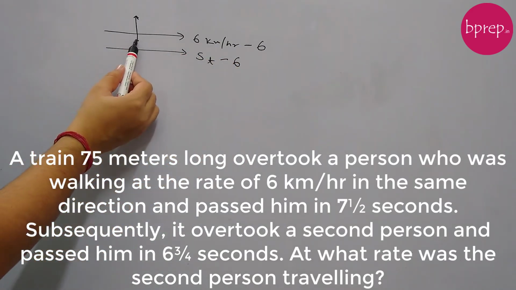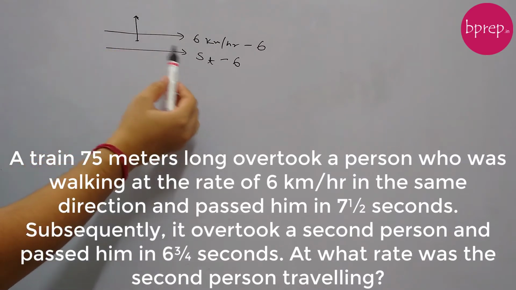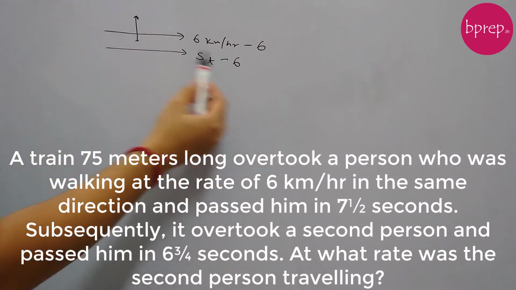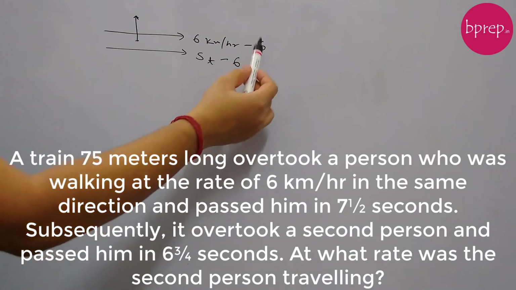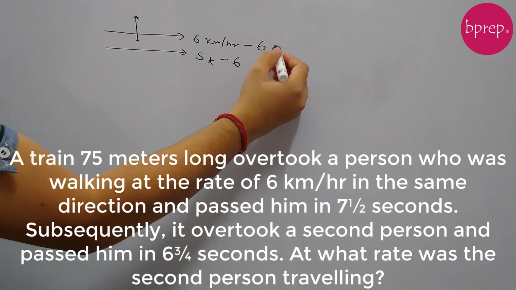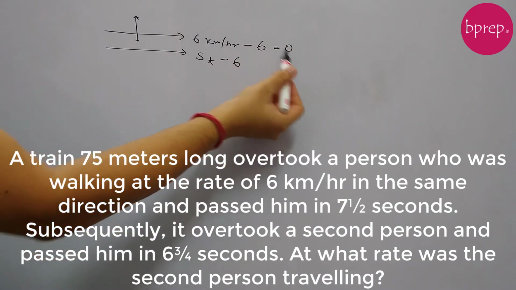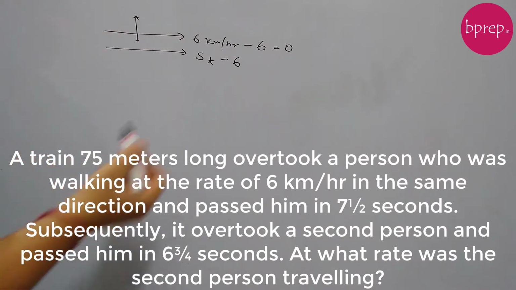So if we make this person stand here, the speed of the train can be written as st minus 6. We have reduced 6 from both. So this will be 0. Zero speed means the person is not moving, he is standing here, and the speed of the train will be st minus 6. Okay.